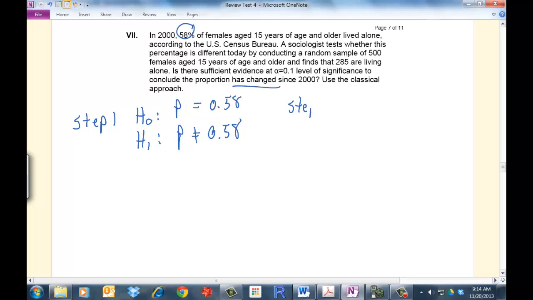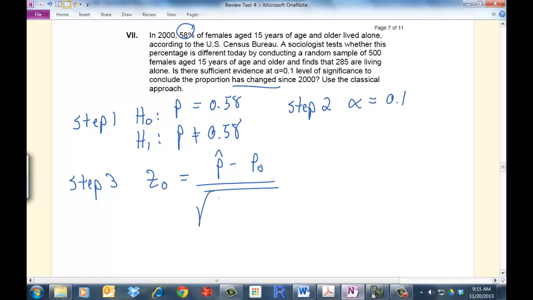And then step 2 is to state alpha, 0.1. Step 3 is to compute the test statistic, which is p hat minus p0 over the square root of p0 times 1 minus p0 over the sample size.